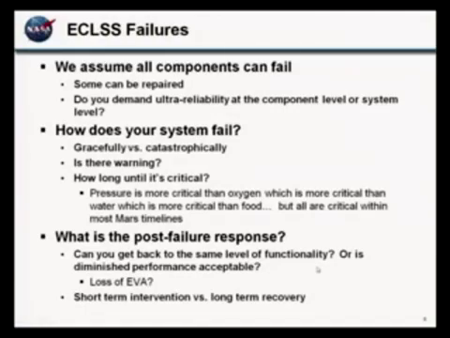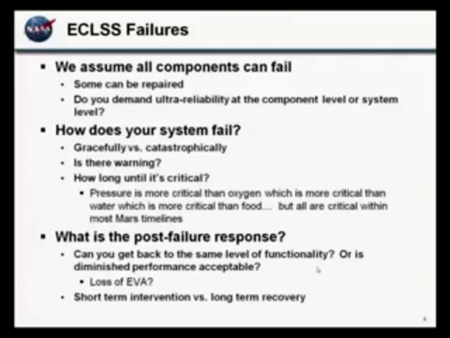Because I don't care if your water recycler is operating. If you can't hold pressure, you are done. Same thing with distributing oxygen. You've only got a certain amount of time. But water, if your water processor fails, you're not constantly putting water into your mouth. You have some period of time where you can deal with it.